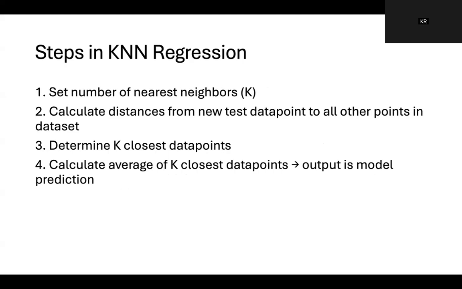The steps of k-nearest neighbors regression are as follows. Number 1, set a number of nearest neighbors, or k. Typically, this is defaulted to 5. Number 2, calculate the distances from the new test data point to all other data points in the set. Number 3, determine the k closest data points. And number 4, calculate the average of the k closest data points. The output of this is the model's prediction.